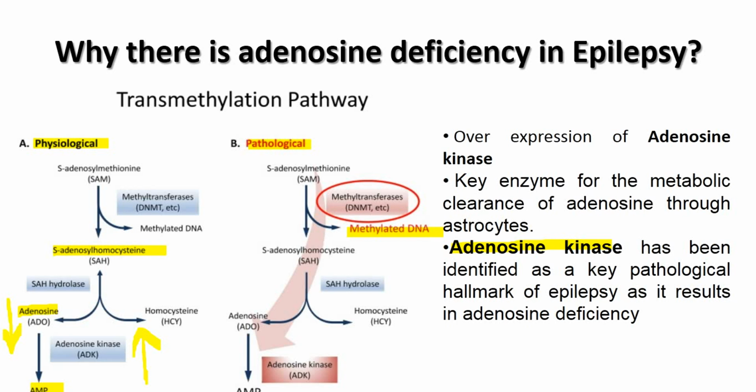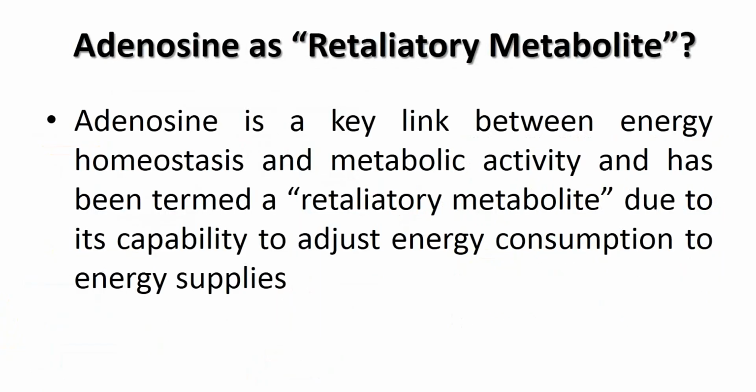So, this adenosine is also called a retaliatory metabolite. Why is it called a retaliatory metabolite? Because this molecule adenosine is a key link between energy homeostasis and metabolic activity. This metabolic activity and energy homeostasis, the metabolic activity has been termed as retaliatory metabolite.